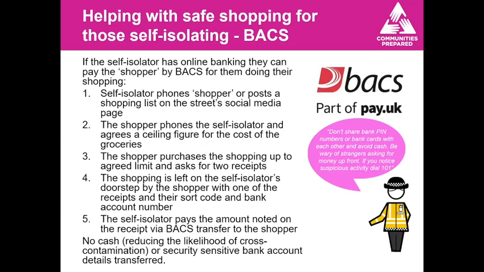The shopper purchases the shopping up to an agreed limit and asks for 2 receipts. The shopping is left on the self-isolator's doorstep by the shopper with one of the receipts and their sort code and bank account number. The self-isolator pays the amount noted on the receipt via BACS transfer to the shopper. So no cash, reducing the likelihood of cross-contamination or security-sensitive bank account details being transferred.